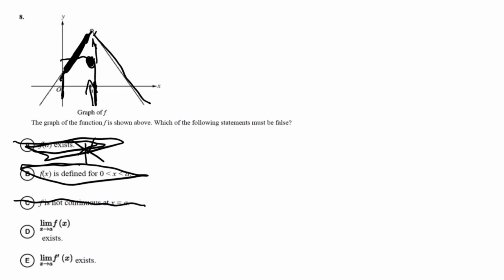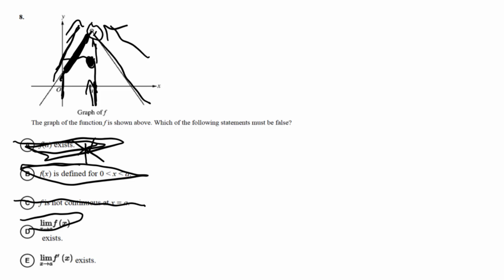Option D says that the limit as x approaches a of f of x exists. What does this mean? This basically means that both the left side and the right side approach the same value. We can see this is the case. They both approach this point. Although they don't touch it, it doesn't matter. The limit is about if they both approach the same value. So we can say this is true. Thus, option E is the correct answer.